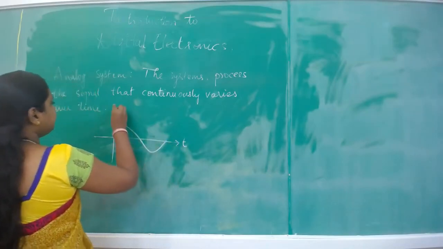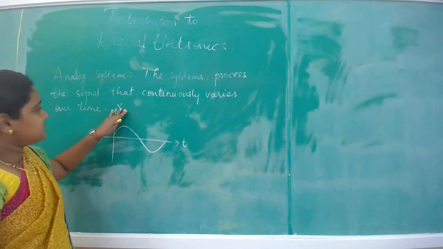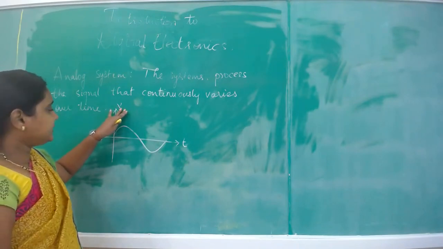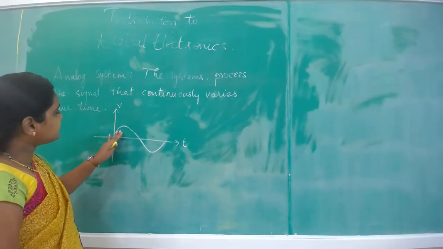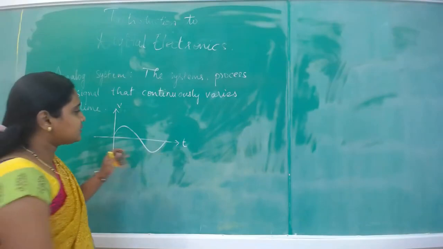With respect to time, the quantities we can represent here are voltage, current, or power. Any quantity can be represented here. That means the voltage is continuously changing with respect to time. This type of signal is called an analog signal.